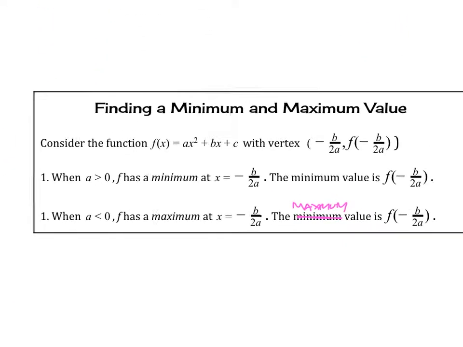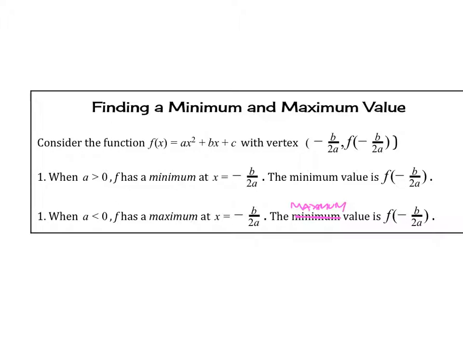So we're going to find a minimum and maximum value. Consider the function f of x equals ax squared plus bx plus c. And this vertex equation here, remember this is how we used to find the vertex, and we still can. So we're going to use this for our word problem.